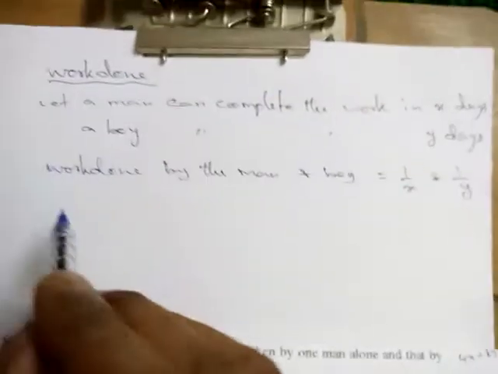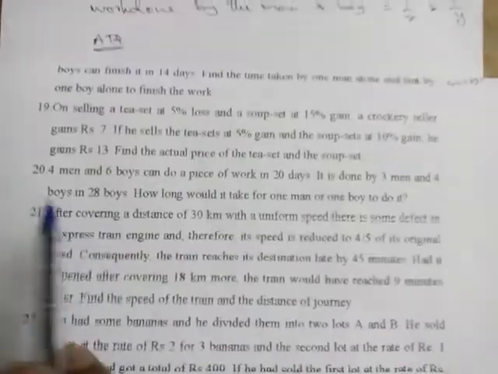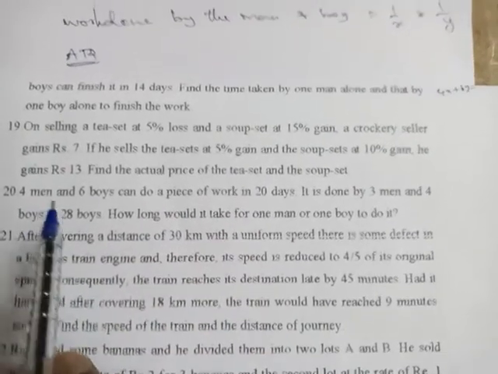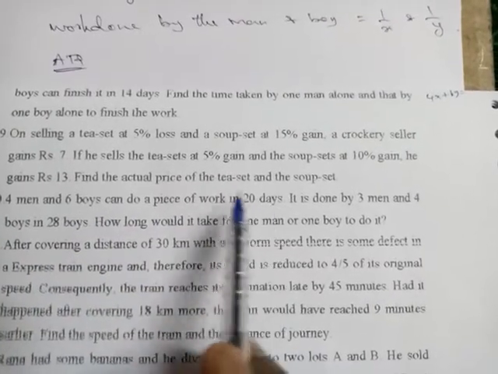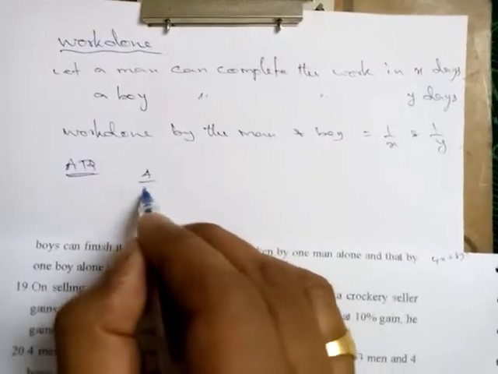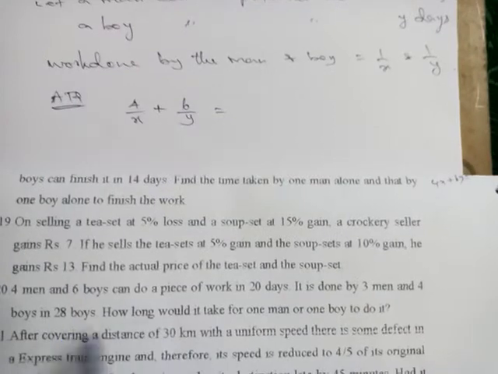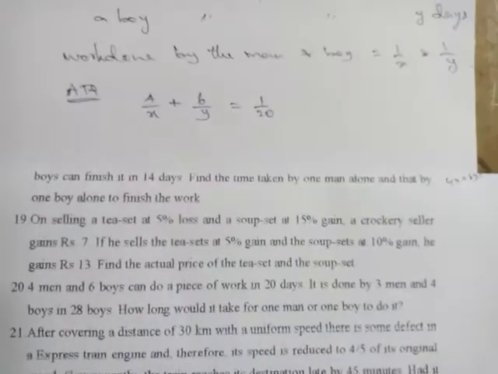Okay, now according to the question, what is given? 4 men and 6 boys can do a piece of work in 20 days. So 4 men are doing the work, 6 boys are doing the work, and they complete the work in 20 days. How much of the work do they complete in one day? 4 into 1 by x, that is 4 by x, plus 6 into 1 by y, that is 6 by y. This is one day's work. Totally they complete in 20 days, so one day's work is 1 by 20. Everywhere we have to take the reciprocal.